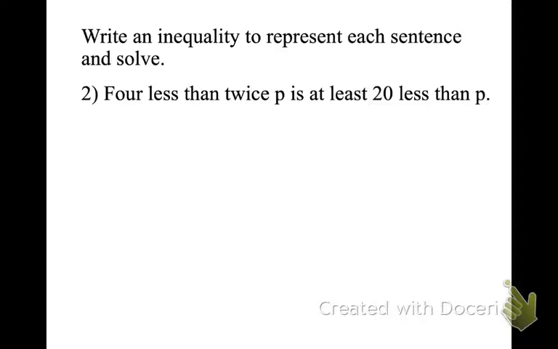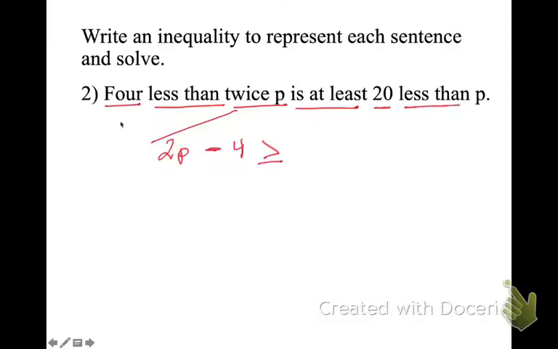Okay, let's try it. 4 less than twice p. So I'm going to just stop there. 4 less than twice p. So that sounds like I have to crisscross 2p, 4, and it's less than. Then we have is at least. That means I have at least $10. I could have 10, 11, so it's greater than or equal to 20 less than p. 20 less than p. So again, we're going to have to crisscross and put the 20 here and the p here. So it's p minus 20.